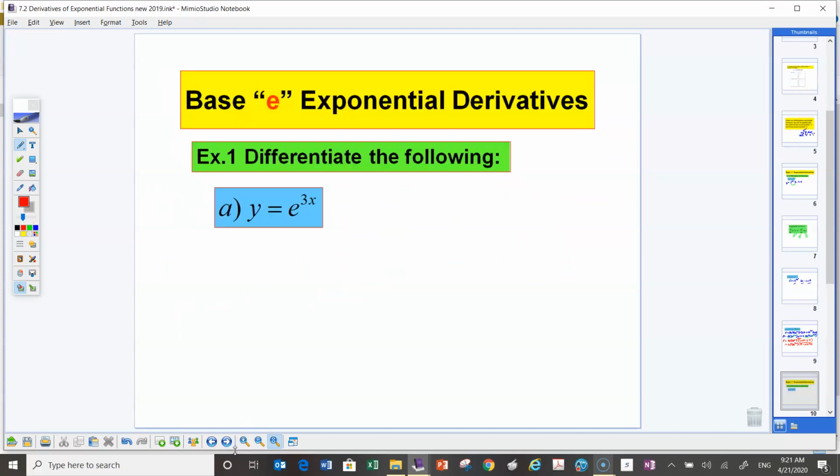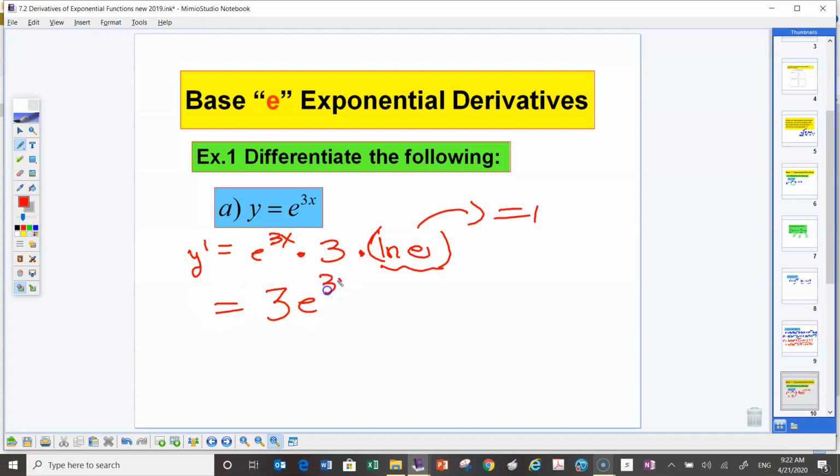Okay, when we get to base e's, these are actually easier, because we'll go through the first example and you'll see why. Again, when I take the derivative, it's itself times the derivative of the exponent times the natural log of the base. Well, we learned in logarithms that ln e is equal to 1, so this is really irrelevant. So my final answer, I'll just bring the 3 out front, would be 3 times e to the 3x.